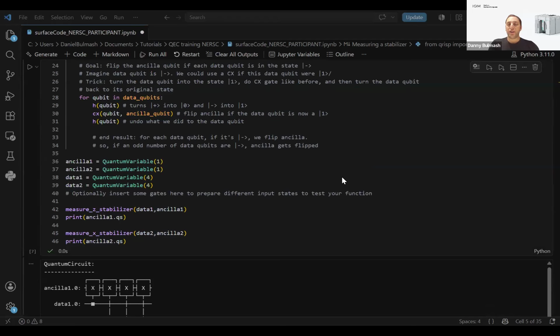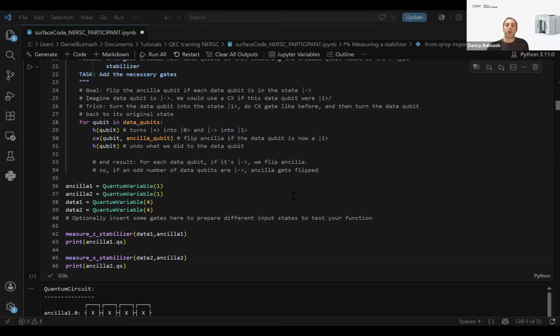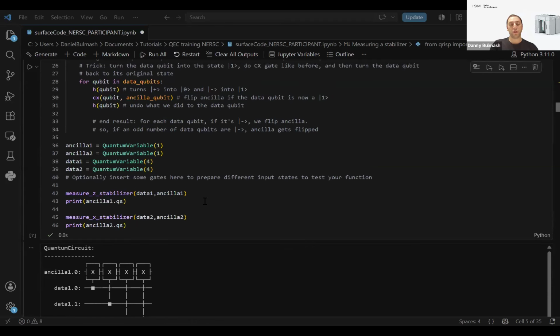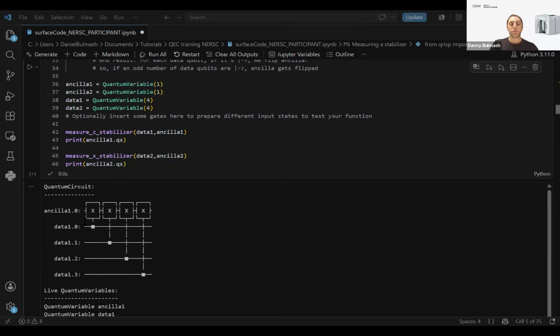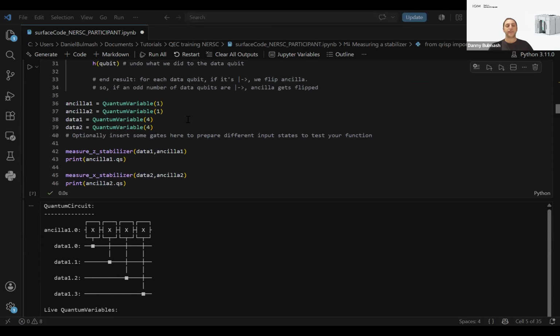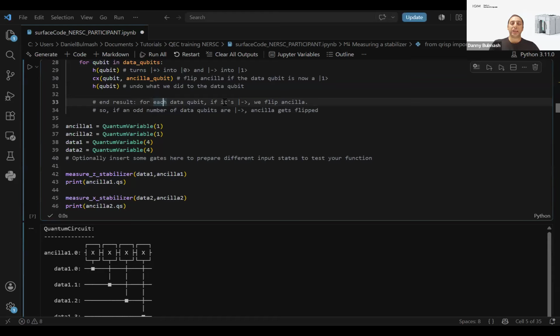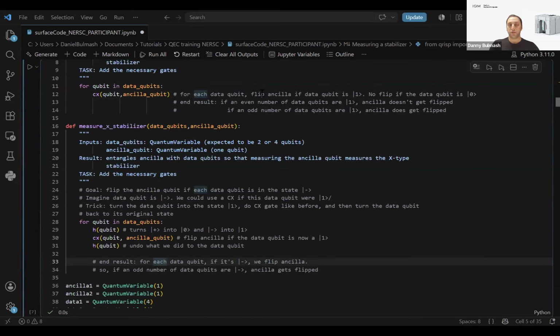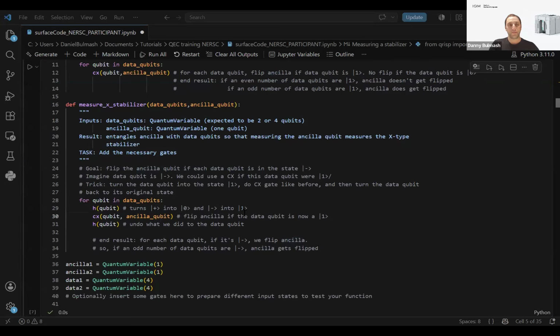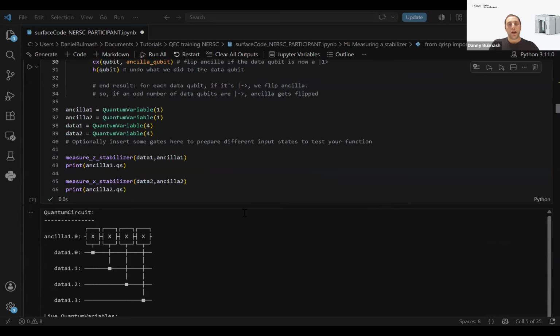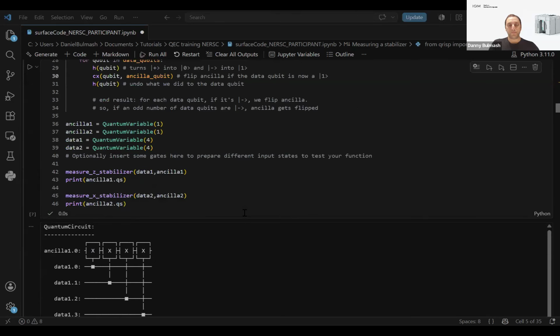Okay. And a question, how does entangling the data qubits with the ancilla qubits measure the Z stabilizers? That's what we said before. So this process here produces entanglement between the data and ancilla qubits, in such a way that for each data qubit, if it's 1, we flip the ancilla here, and if it's minus, we flip the ancilla here. So that is measuring the stabilizer. Good.